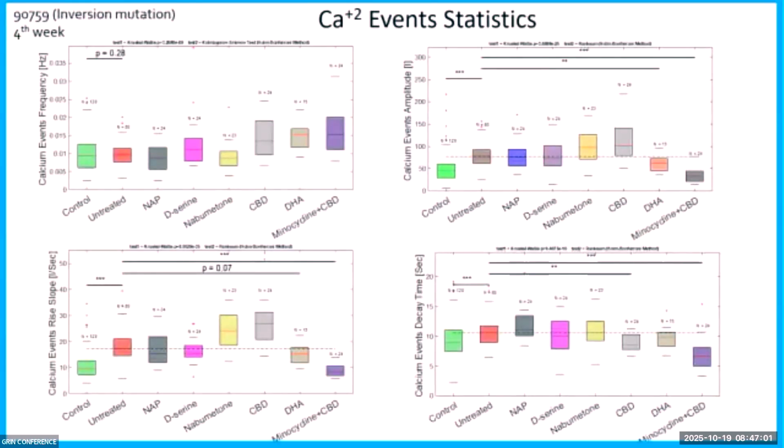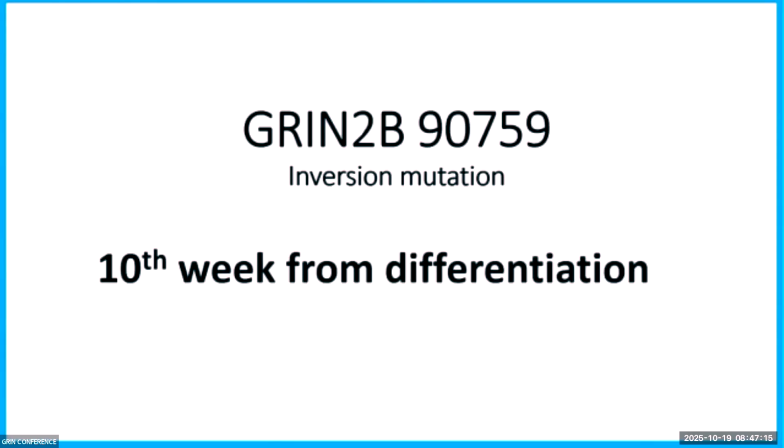Other features that we can look at are, for example, the calcium event frequency, not of the network, but of each of the cells, and the amplitude of the events, and more. So we have different features that we're looking at. This was the first part, the 4th week, when the neurons are immature. Now what happens when the neurons are mature?